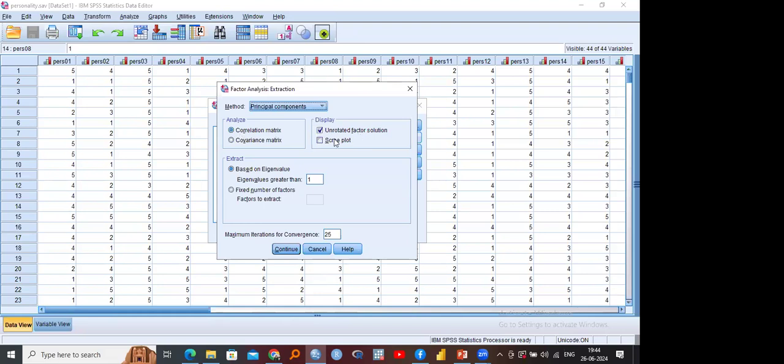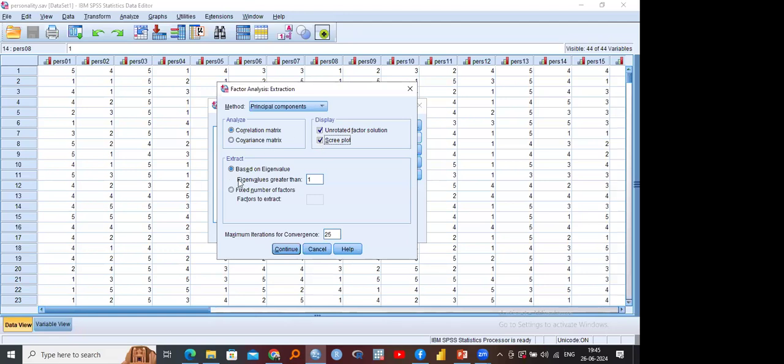In the display, unrotated factor solution is already clicked. You have to also click on scree plot. Very important to decide the optimum number of factors. Optimum number of factors means how many factors should be there, how many components should be there. Right now we do not know that 44 variables have to be reduced into how many components. That is decided by the scree plot. Okay. So click on that.